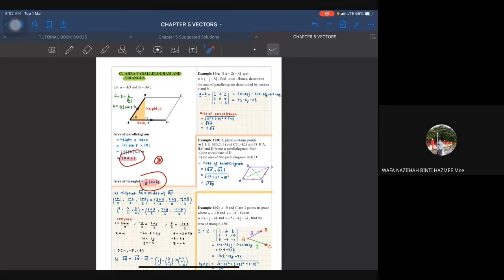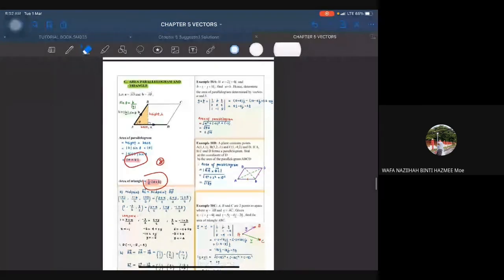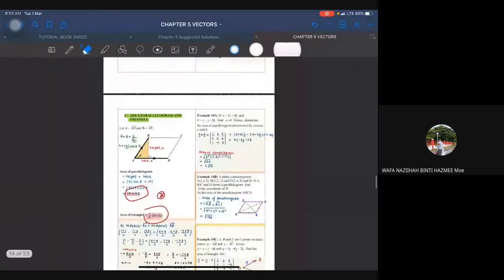Tapi lama-lama bila kita buat latihan, buat lagi dan lagi tanpa henti, tanpa give up, insyaAllah boleh je. Alright. I honestly admit vector memang tough jugalah untuk saya faham sebenarnya at first. Okay, so that's it for 5.3 vector product.